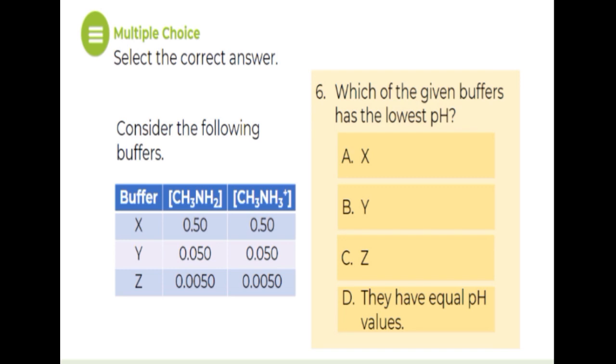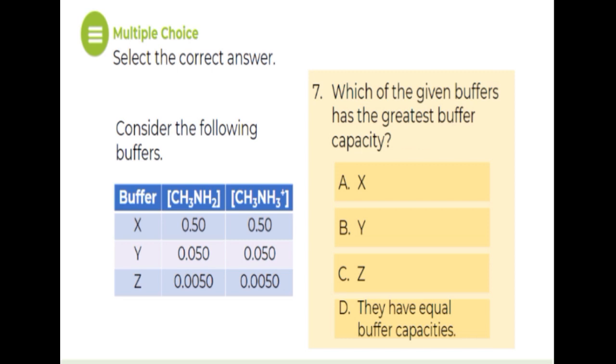Consider the following buffers. Number 6. Which of the given buffers has the lowest pH? Letter A, X. Letter B, Y. Letter C, Z. Or letter D, they have equal pH values. Consider the following buffers. Number 7. Which of the given buffers has the greatest buffer capacity? Letter A, X, letter B, Y, letter C, Z, or letter D, they have equal buffer capacities.